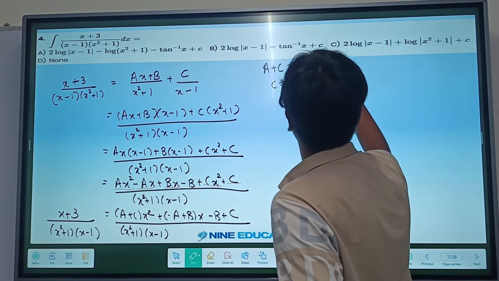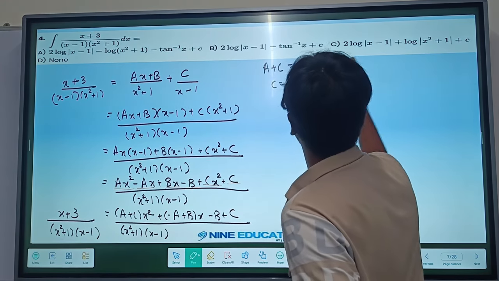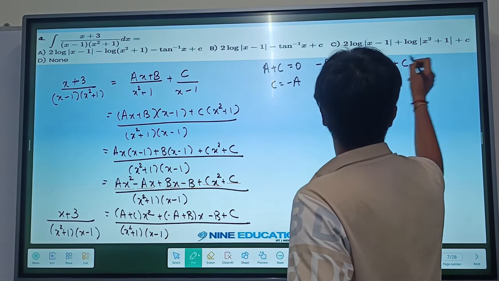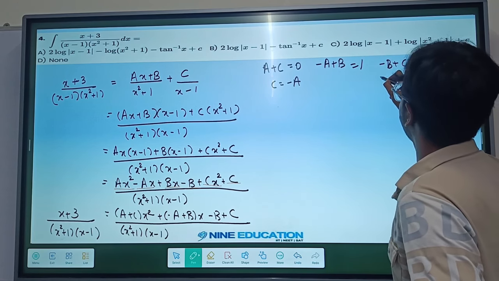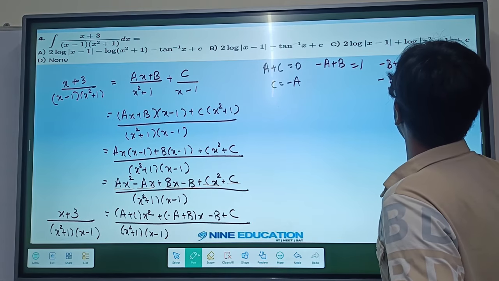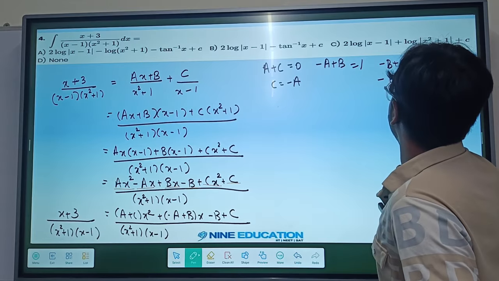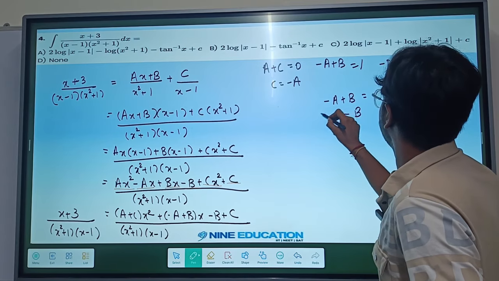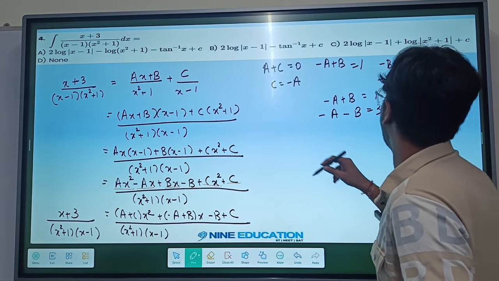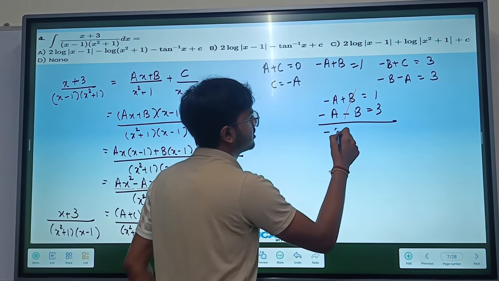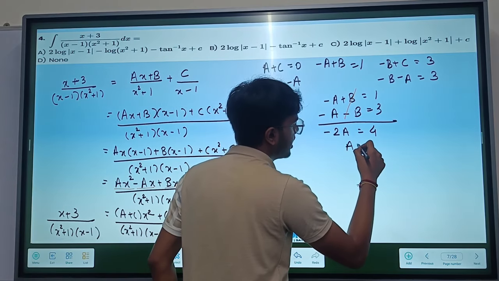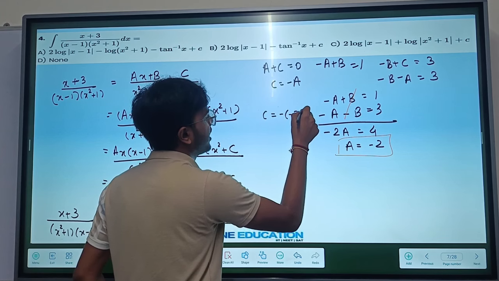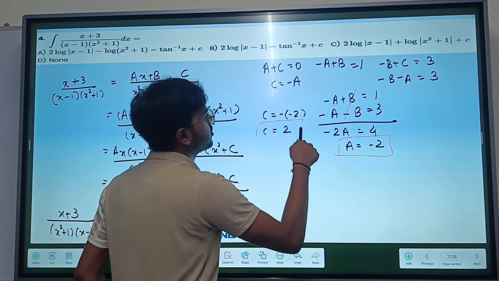The coefficient of x here is minus a plus b, and there it is 1. The constant is minus b plus c, and there it is 3. Now we have c as minus a, so minus b minus a equals 3. Minus a plus b is 1, minus b minus a is 3. Add both of them: b and minus b cancel, so minus 2a is 4. So a should be minus 2. If a is minus 2, what is the c value? Minus of minus 2, that is, c is 2.